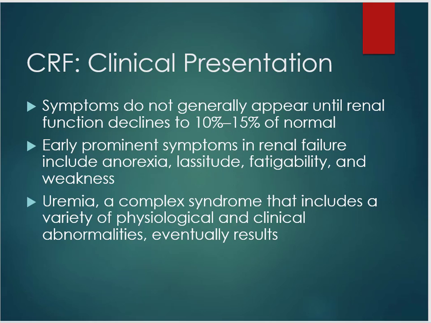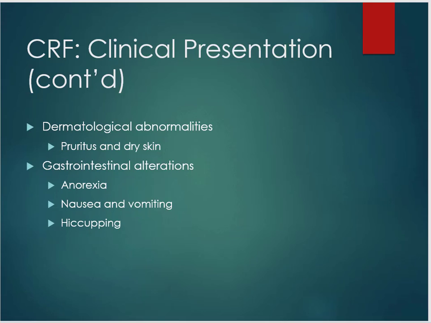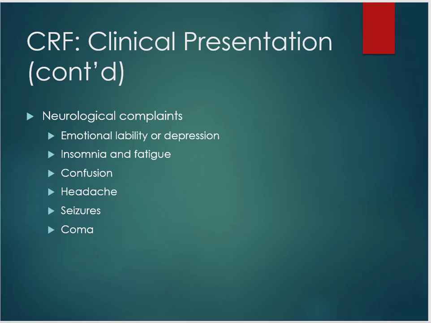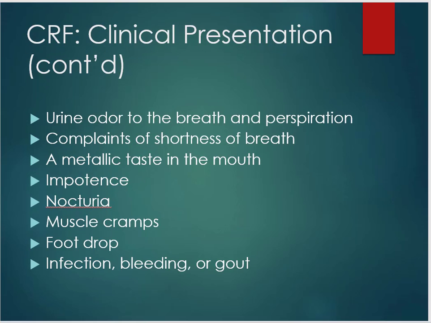With the waste products that are circulating throughout the blood, you may have dermatological abnormalities such as itchy skin, dry skin, and then there may be GI issues. You may notice anorexia, nausea and vomiting, and also hiccuping. Neurological symptoms may be emotional instability, depression, insomnia, fatigue, confusion, headaches, seizures, comas. Your patient may complain of a urine odor to the breath and perspiration. There may be shortness of air, metallic taste in the mouth, impotence, nocturia, foot drop, infection, bleeding, gout.